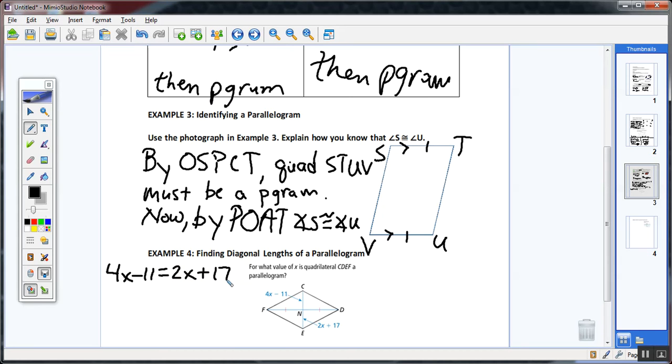All right. If that's going to be a parallelogram, what has to be true about those distances from C to N and N to E? Okay, so help me. 11. So add 11. Yeah.